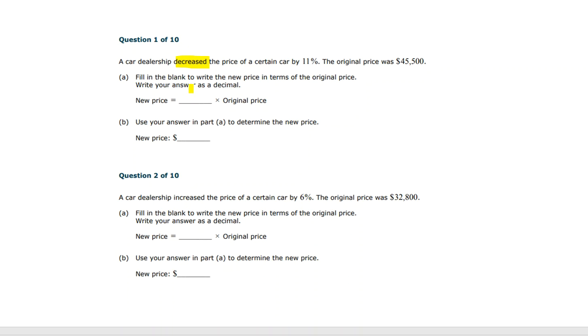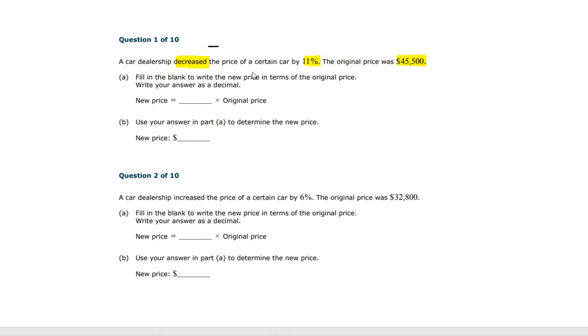Okay, so a couple of things that I want you to pay attention to. The first one is that a car dealership decreased the price of a certain car. So that means it's going to be less, right? So we're going to be using subtraction. They decreased the price of a car by 11%. And then the original price was $45,500.